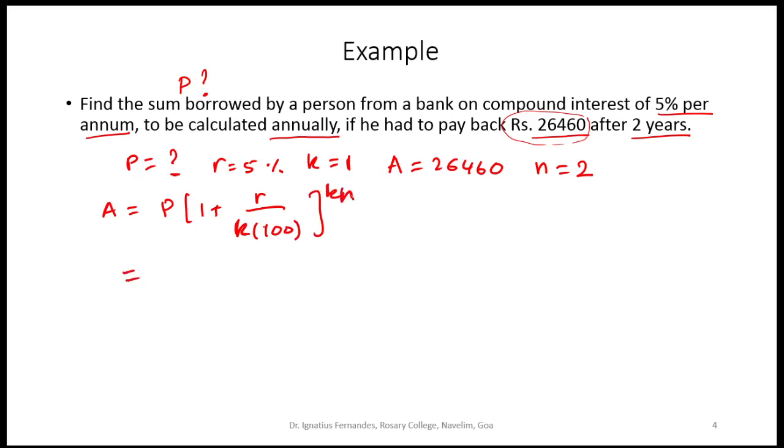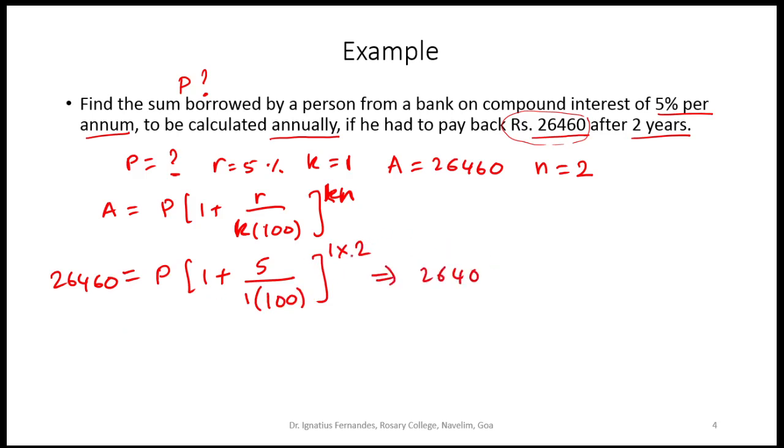So A is equal to 26460, which equals P into (1 plus R upon K into 100), with R equal to 5 and K equal to 1, raised to 1 into n, where n is equal to 2. So if I want to find out P, I have to just cross multiply this. So 26460 is equal to P into (1 plus 0.05) raised to 2, or 26460 is equal to P into 1.05 raised to 2.